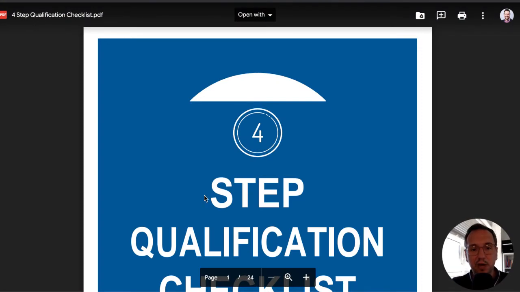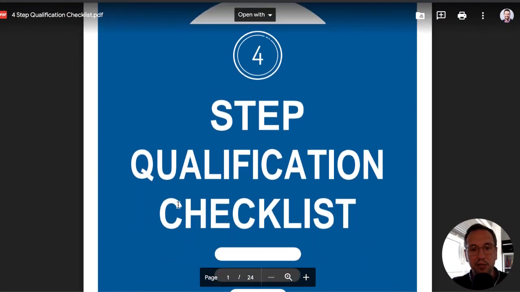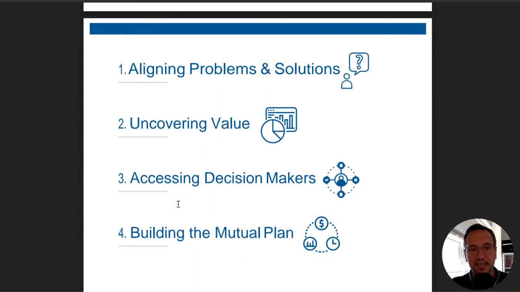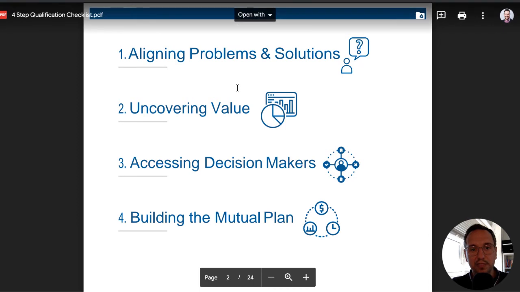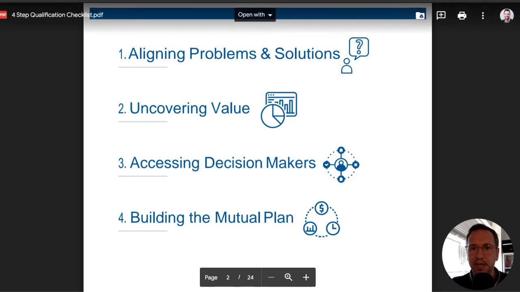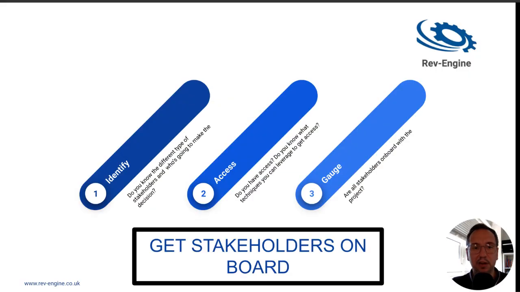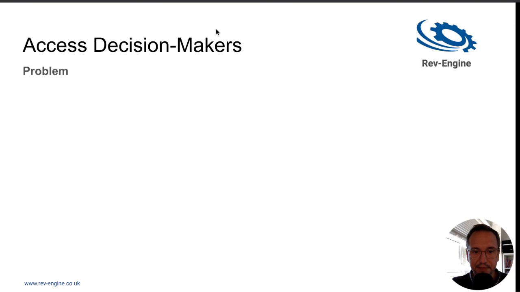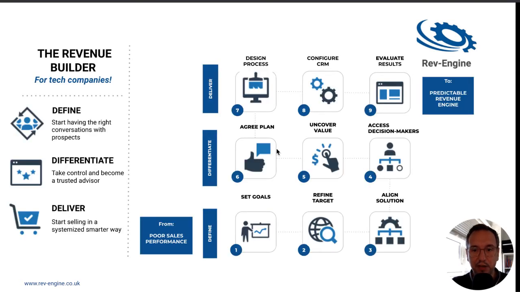And basically, this is what the tool looks like. It's a four-step qualification checklist. And those four steps are: align problems and solutions, uncover value, access decision makers, and build the mutual plan. Now you might say, hey, I've seen that before. Of course you have, because that in fact is some of the steps that we cover in our revenue engine builder program.